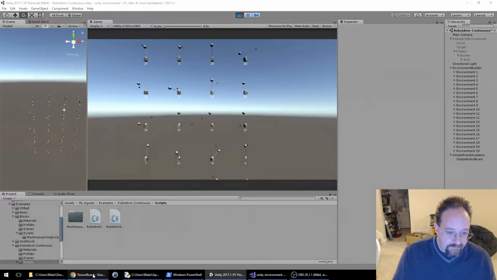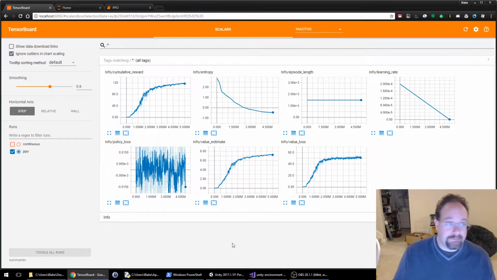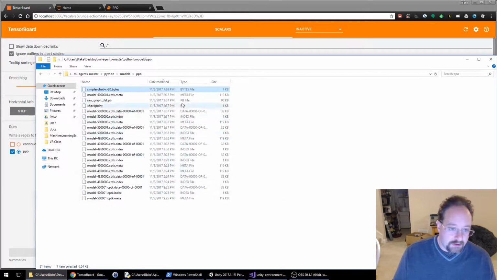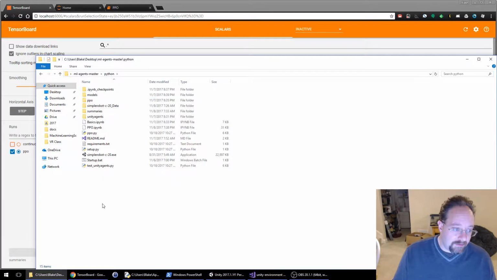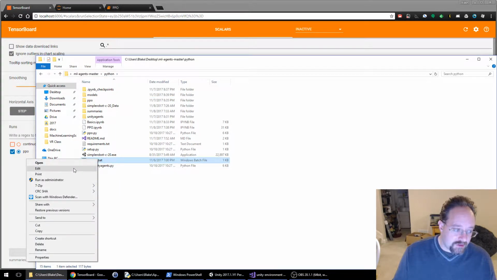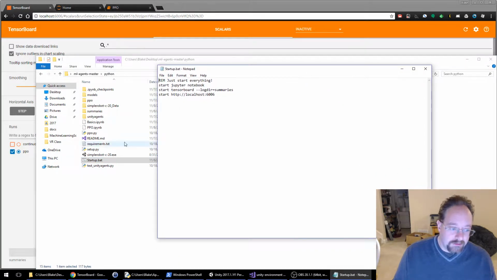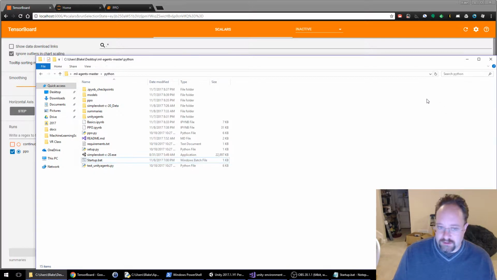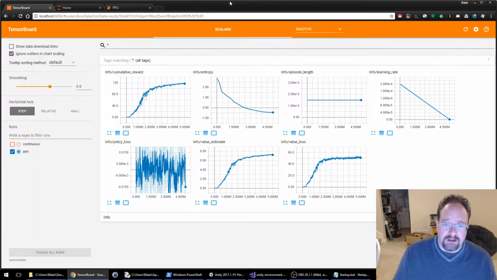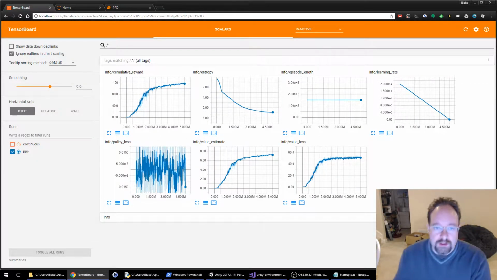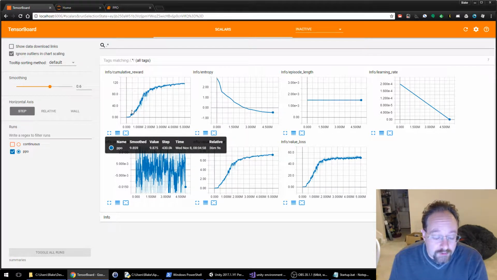I have learned about TensorBoard, and highly recommend TensorBoard be used. It helps give a lot better insight. I also created this just quick, super stupid startup batch file that just fires up the Jupyter notebook, TensorBoard, and also opens a web browser to TensorBoard. But this shows what's been going on with my machine learning algorithm. So this is the training curve. Looks really, really good. You'll see that there are some spikes and some troughs that happened here.